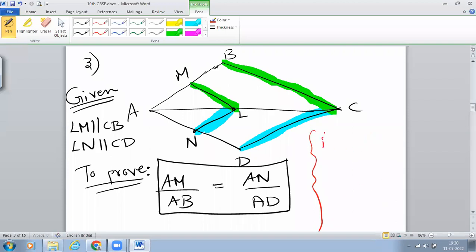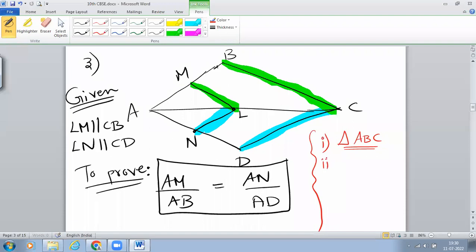So the first step is, you have to consider triangle ABC. First, which triangle you have to consider, ma? Triangle ABC. In this triangle, you have to apply Thales theorem. So first, in triangle ABC, which theorem you have to apply? Thales theorem. Okay, this is the first step.